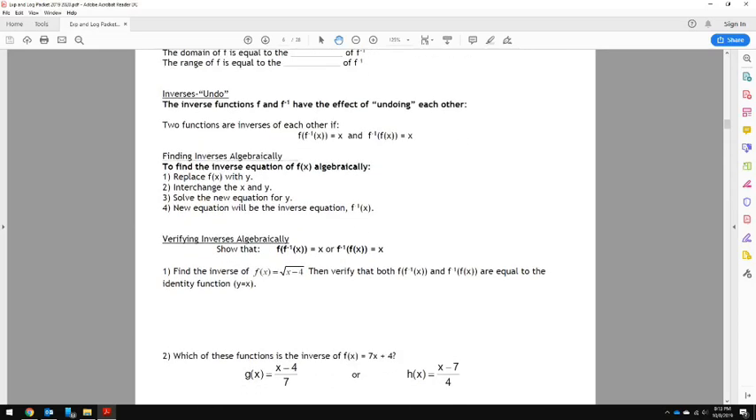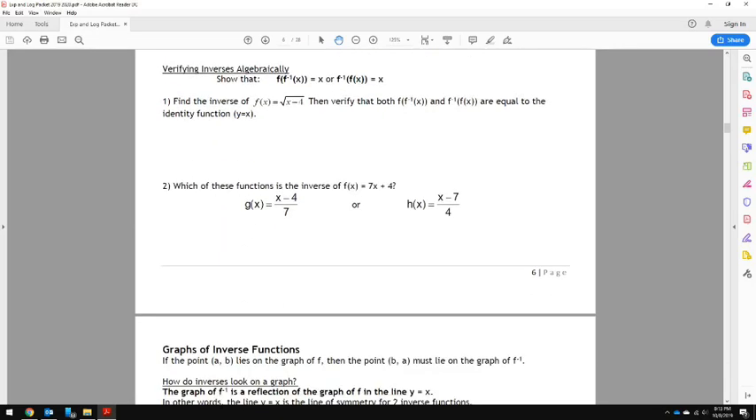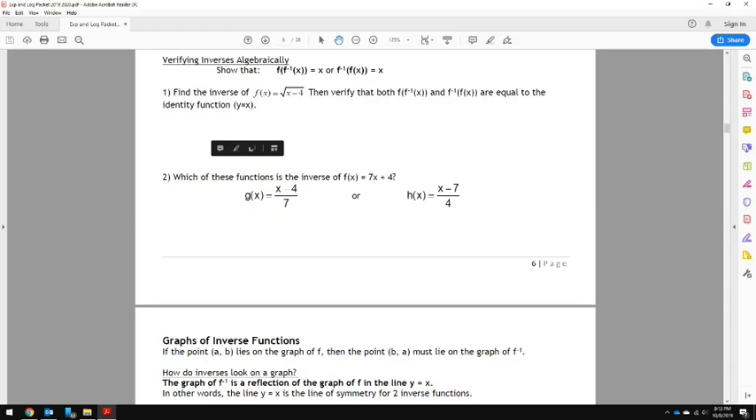And so let's scroll down some more. Let's verify inverses algebraically. Well, you can determine that two equations are inverses of each other if you take the inverse equation, plug it into its original equation, and you simplify it and you get x. So let's go ahead and look at finding the inverse of f of x is equal to the square root of x minus 4. And then we're going to verify it.